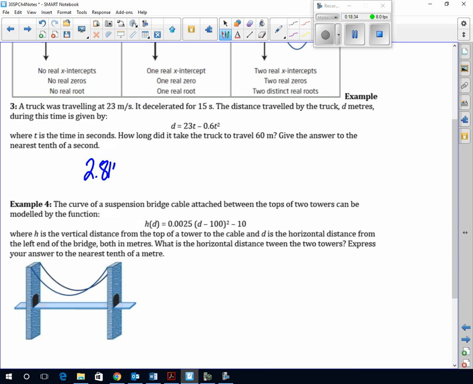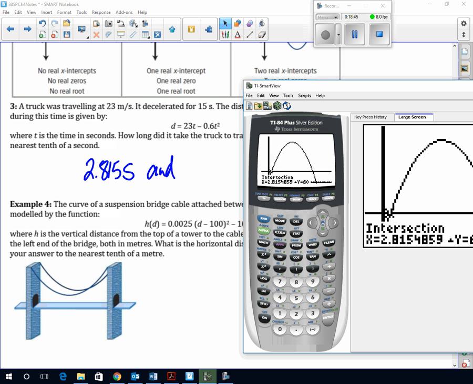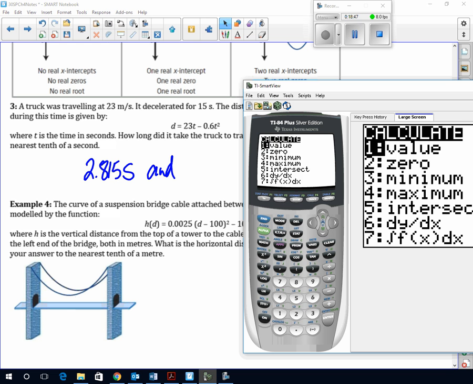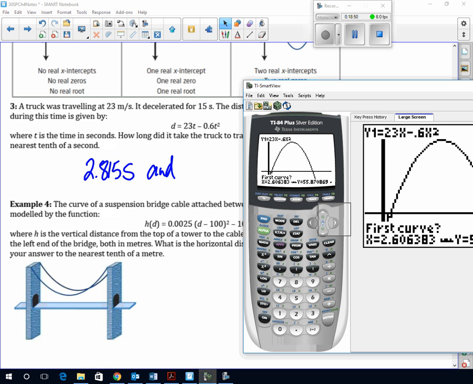And where's the other one? I need to go on the other side. So calculate, intersect, go way closer to that one. 35.517. Yeah? Or 518? Is that what yours said? Okay, let's do the next one.